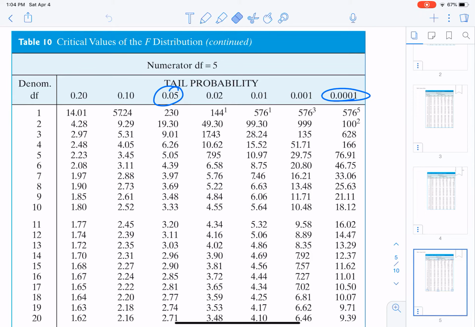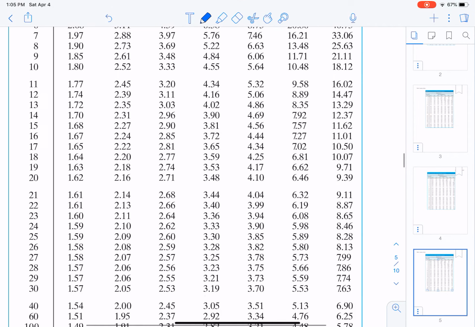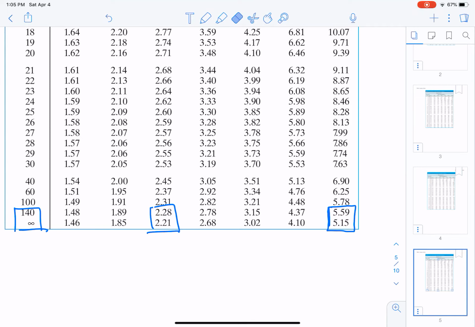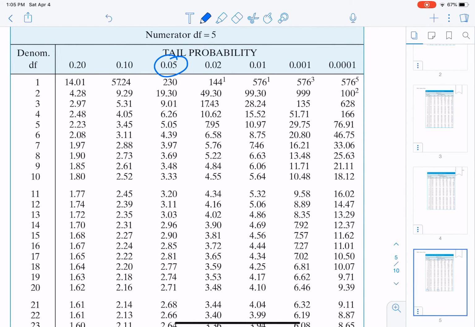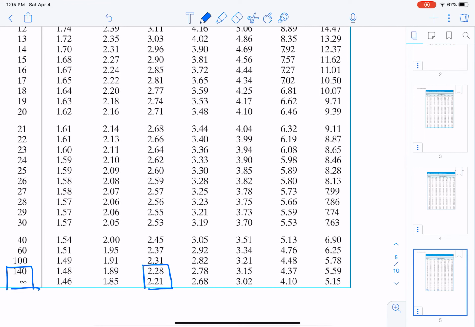Okay, we're going to look at an alpha level of 0.05, and if we look down, we're going to want to look at degrees of freedom somewhere between 140 and infinity, because we have 1,044 for our denominator degrees of freedom. So that means our cutoff is in this column. It's somewhere between 2.21 and 2.28 if we're looking at our alpha being 0.05. So 57 is much greater than that.